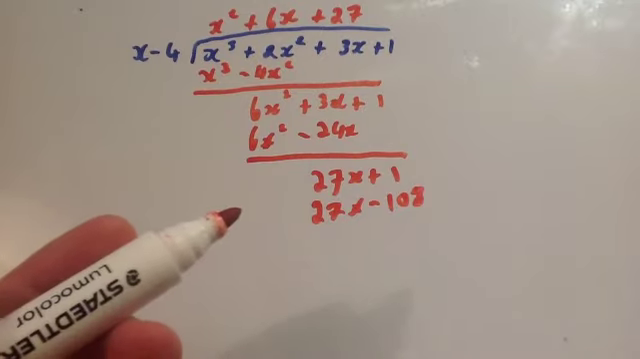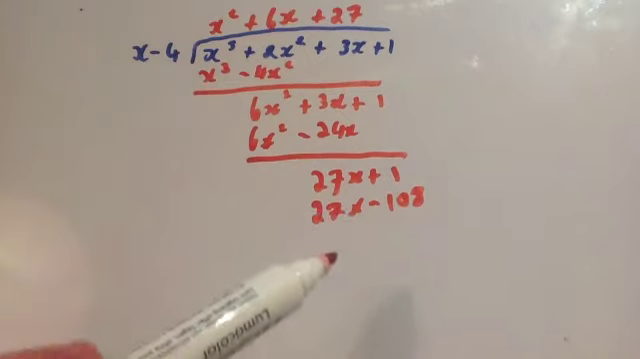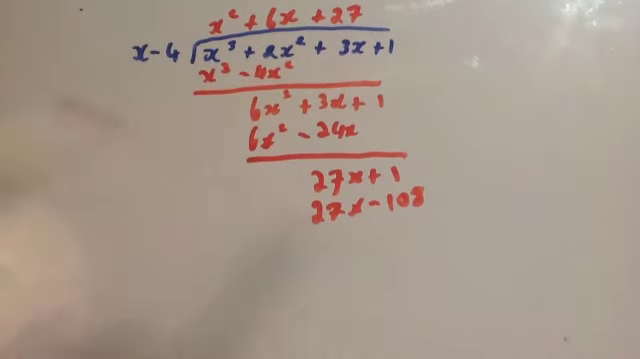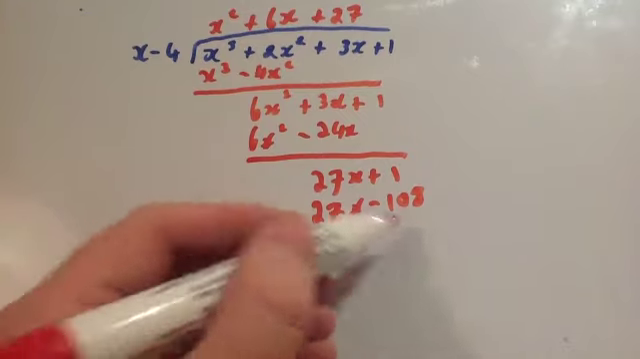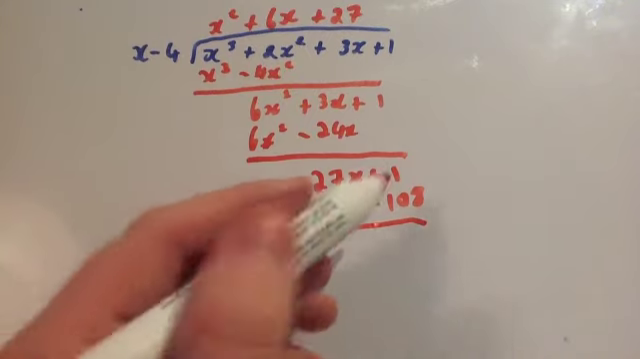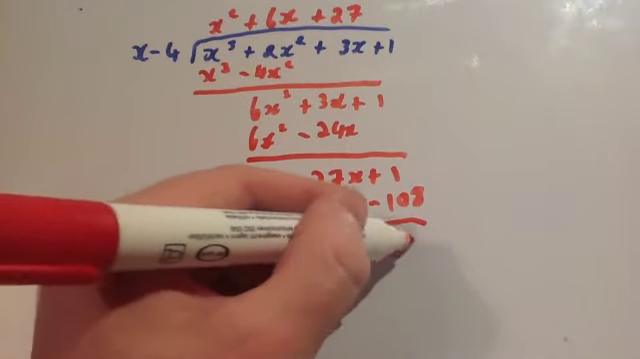Again, last step, we're going to subtract. As we've got all the way down to numbers, what we get left here is your remainder. If your remainder is 0, there is no remainder, it goes in perfectly. But if your remainder is a number, that's just your remainder. So let's take them away. 27x take away 27x is 0. 1 minus minus 108 is then going to be 109.